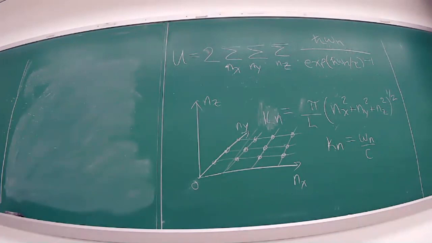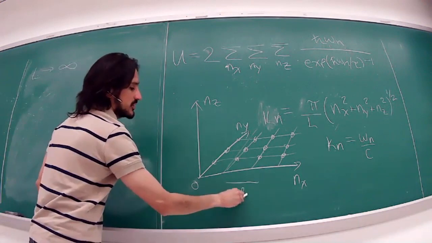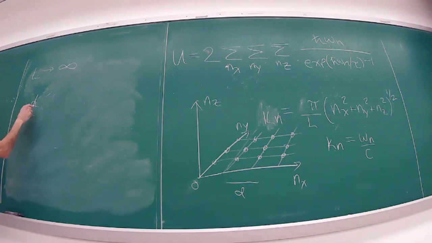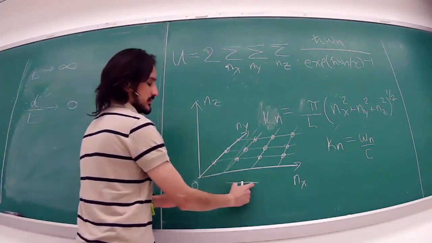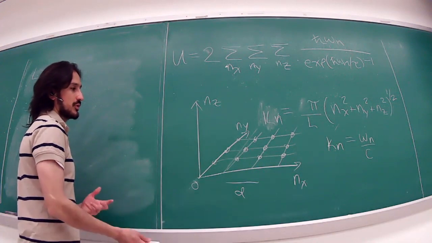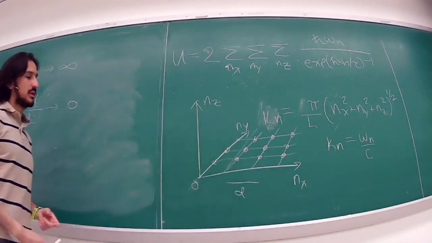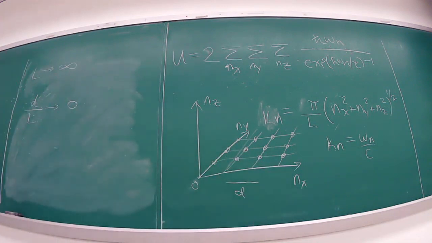So in the case where L becomes very large, L goes to infinity, then let's call this distance just D, the separation between the k points. D over L goes to zero. If you consider a very large box, and that is a very reasonable assumption, usually the box is going to be much bigger than the wavelength of the wave in there, then this distance becomes less and less important. And so you can consider that they're not discrete anymore, that you have a continuum of points. So then we can replace these sums over here by integrals.